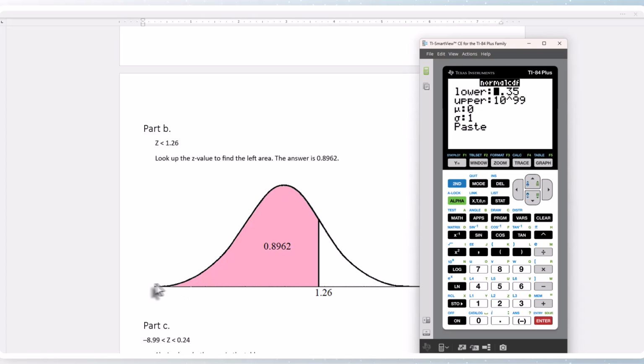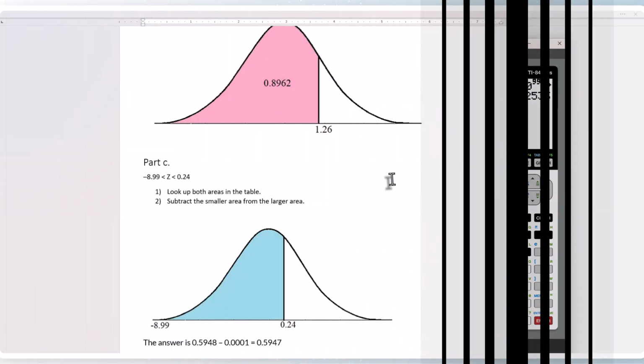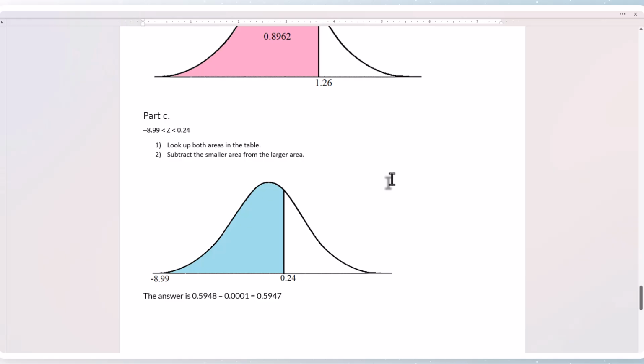Now, if we want to use the calculator, we type second bars, normal CDF. Remember, we want the lowest value the calculator can handle. That's negative 10 to the 99. That's your lower limit. The upper limit's 1.26. And then leave 0, 1, and select paste. Hit enter. Enter one more time. This rounds to 0.8962. And for part C, we want the area between negative 0.899 and 0.24.